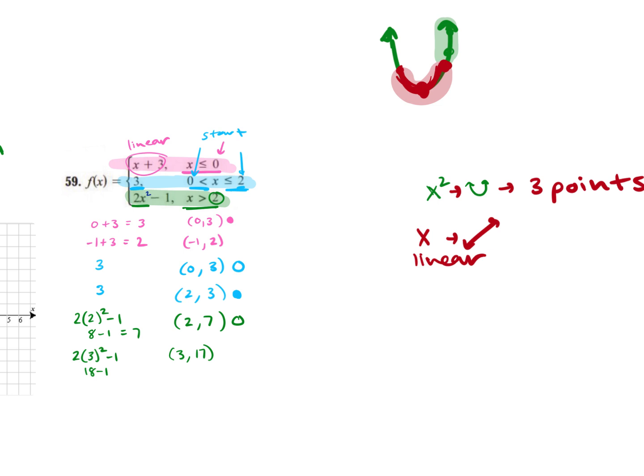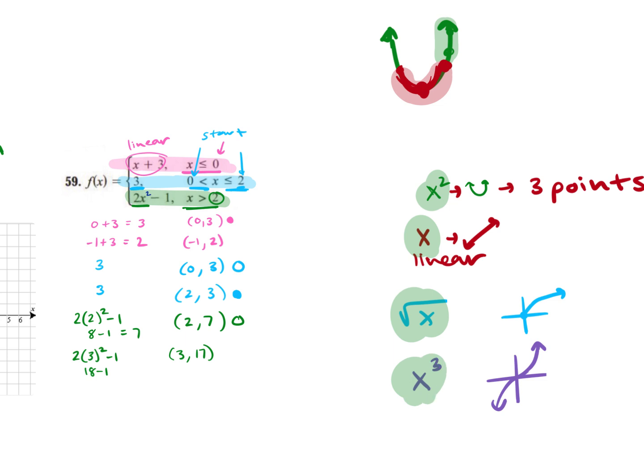And then I guess it helps to know if we have a square root graph, your graph looks like this. If you have an x cubed graph, your graph kind of looks like this, like a snake. So these are 4 common graphs that we may see, but it helps to know the shape, especially when we are graphing them.